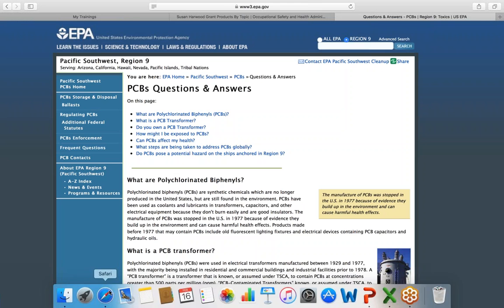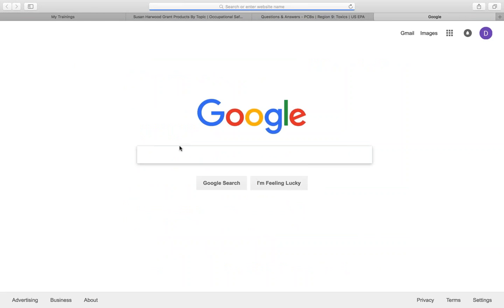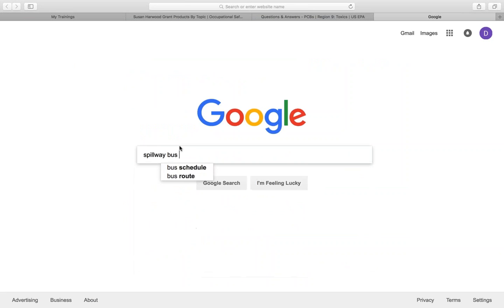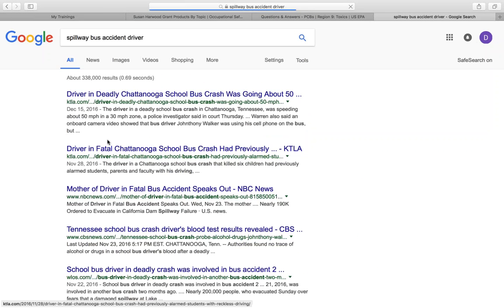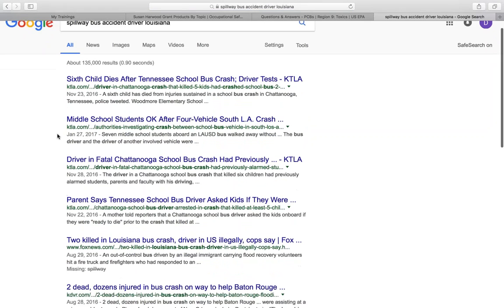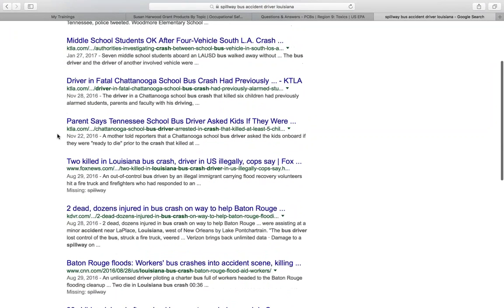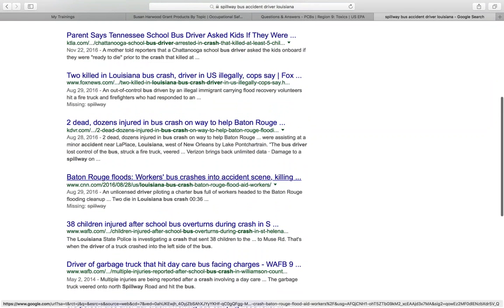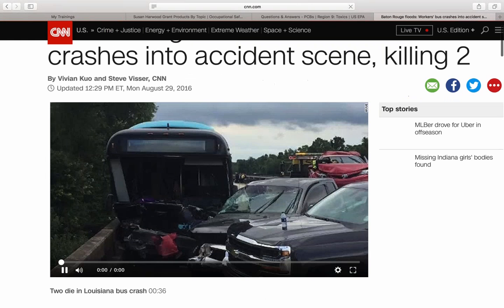Okay, yeah. So that's a perfect example, right? So let's say, let me see, spillway bus accident, right? Driver. Let's see. Right here. No, that wasn't it. I'm sorry. It was Louisiana. It was. This was last year, if I'm not mistaken, right? And Baton Rouge floods workers right here. This bus crash. That's what I'm talking about right here, folks.